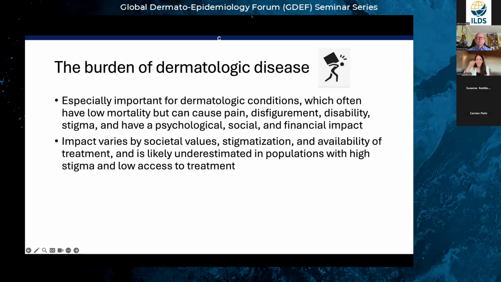And also, I want to emphasize the burden of dermatologic disease, because right now I've just been talking about prevalence. But to understand burden, we need to understand the impact on the quality of life. And I think this, again, is especially important for dermatologic conditions which have low mortality, but can cause pain, disfigurement, disability, stigma, and impact multiple facets of people's lives. And the impact varies by societal values, stigmatization, availability of treatment, and is likely underestimated in places with high stigma and low access to treatment.